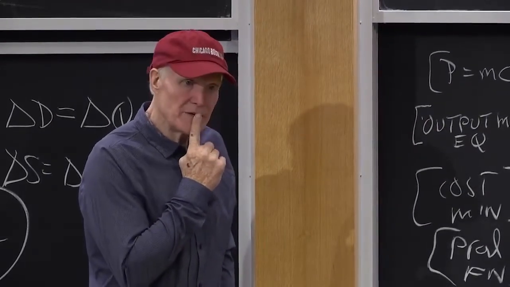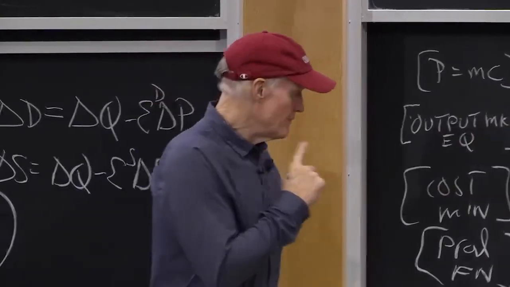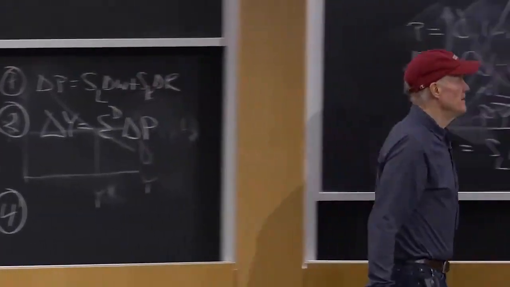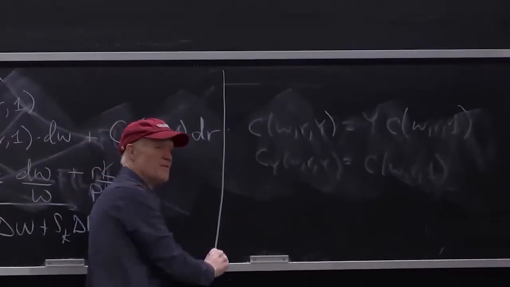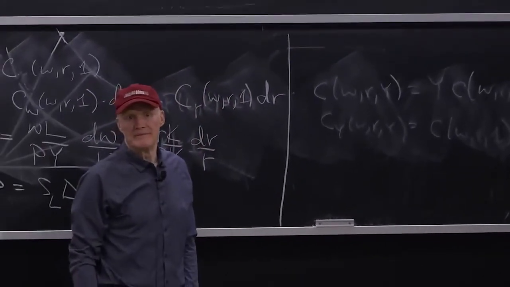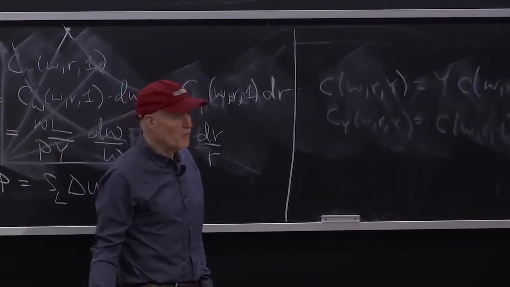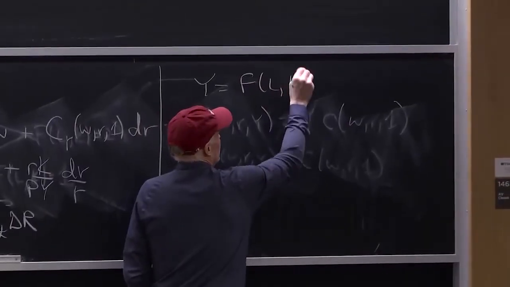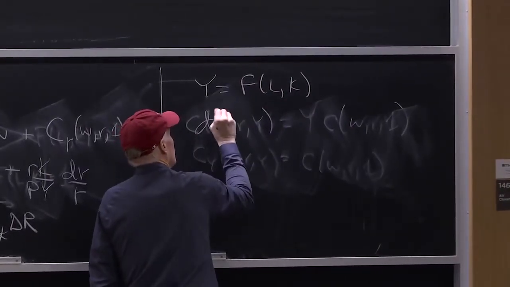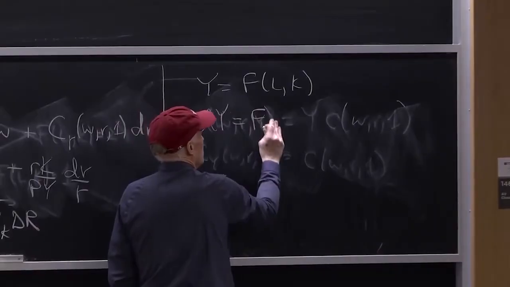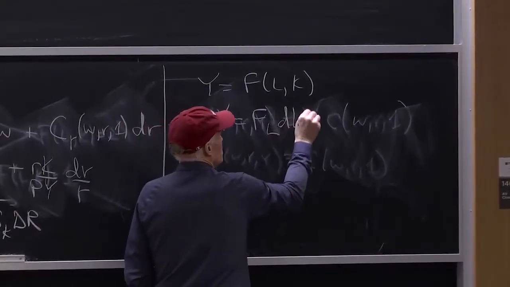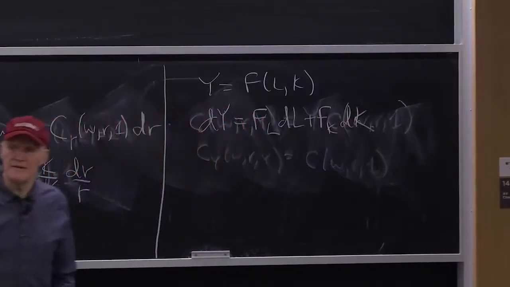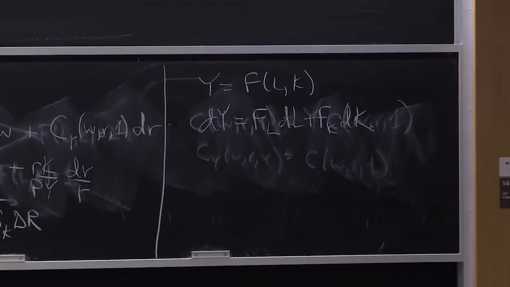Any idea on equation 4? What's the production function expressed in changes? Well, how do you think we're going to do it? We only know one way, right? Y equals F of L and K. dY equals FL dL plus FK dK, right? Everybody agrees with that, right? Now what do we do?